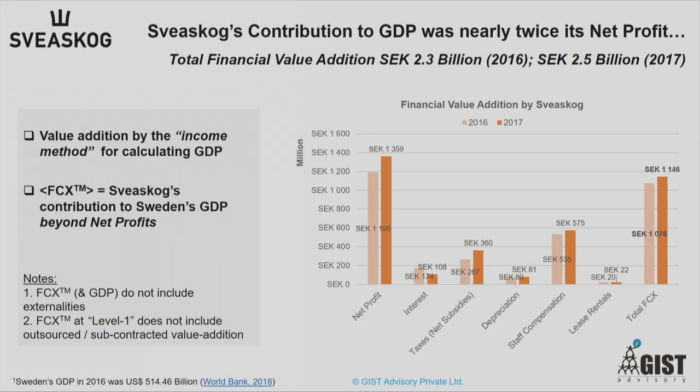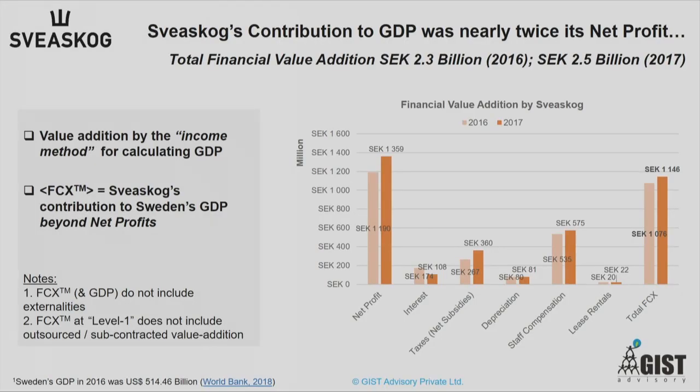in other words, Sveaskog's official contribution to the official GDP of Sweden, and I'm talking about official because I have not yet come to the invisibles. I have not yet come to the values of nature and society. I'm just saying what's officially there in the country's balance sheet and P&L. There's 2.3 billion actually, and 2017, the latest number, is 2.5 billion. Whereas, of course, the profits of Sveaskog are only 1.2 and 1.35.